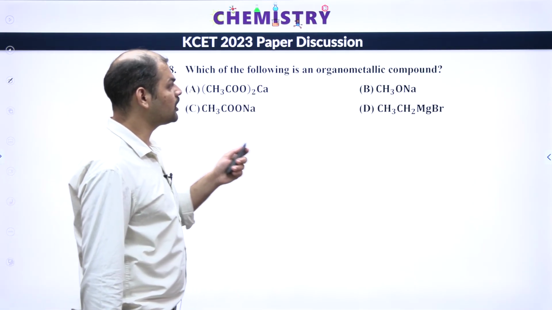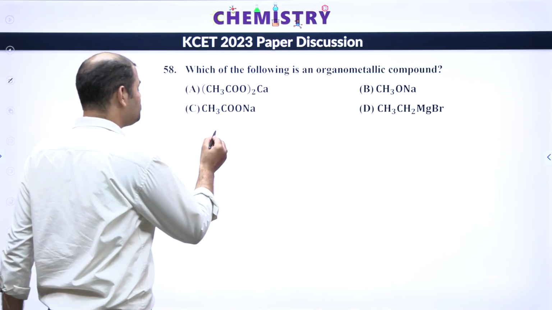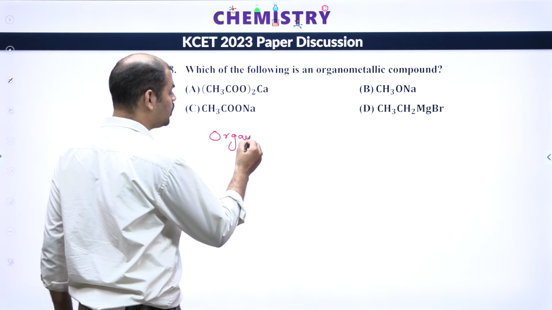Which of the following is an organometallic compound? So remember carefully, what is the main criterion for an organometallic compound? Organometallic compound.